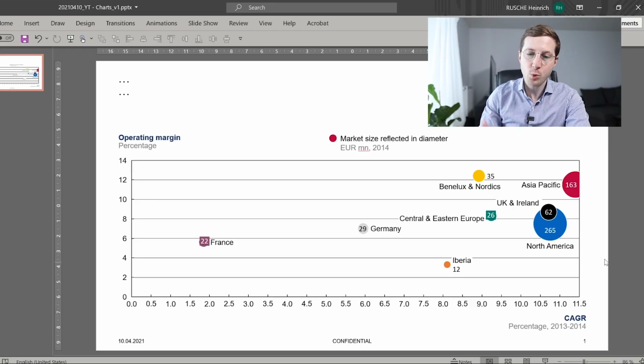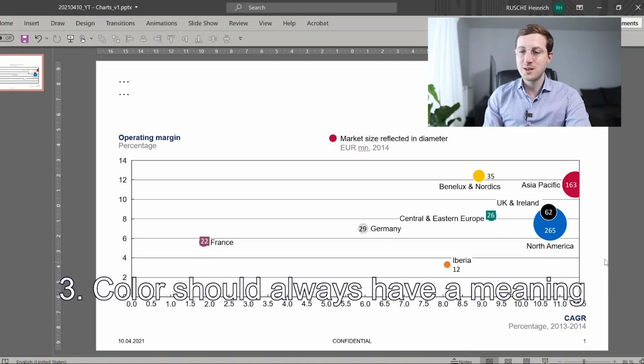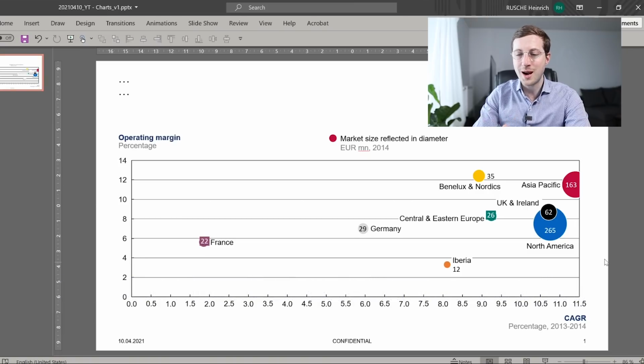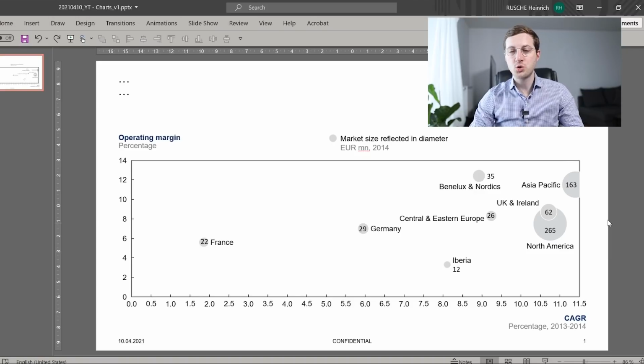The basic rule is that whenever you use color, color should always have a meaning. And if it doesn't really portray a message, you rather go for a basic unified color without any differentiation in the colors that you are using. So if you use color, make sure to portray meaning by it.